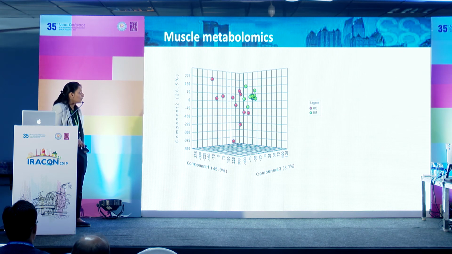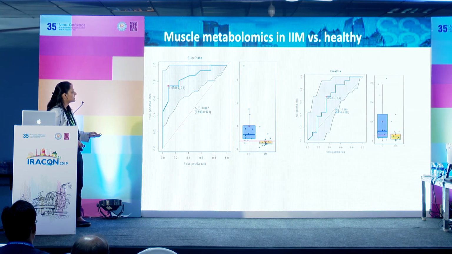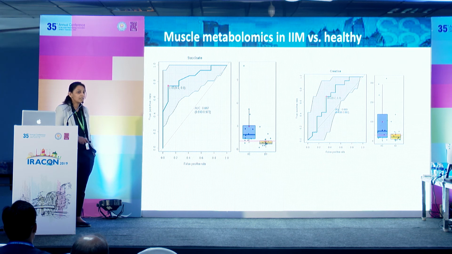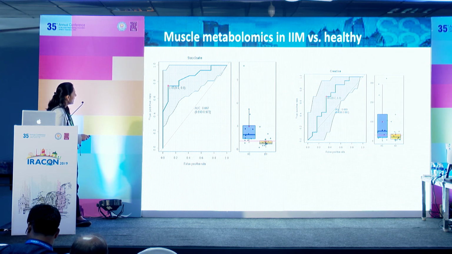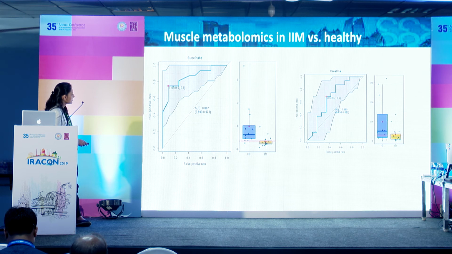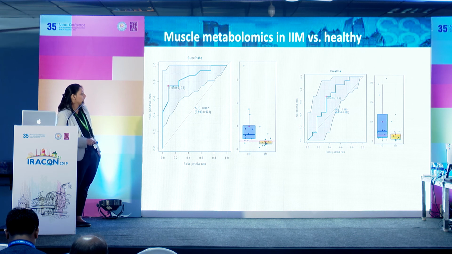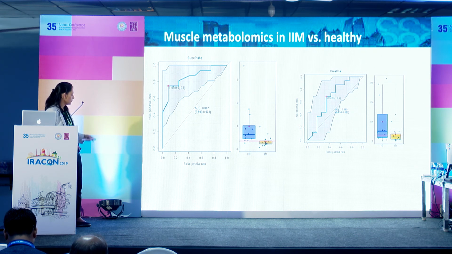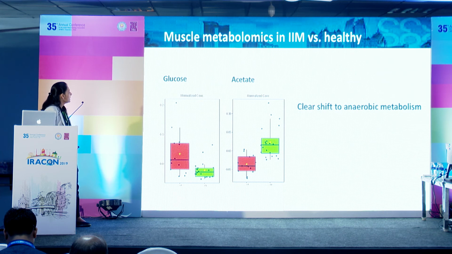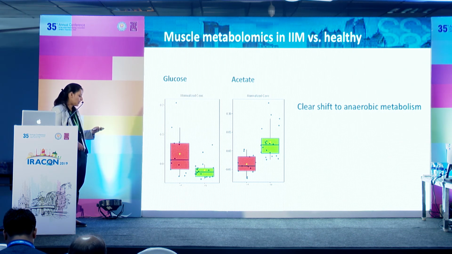And so we tried to look at the muscle metabolome, as that might be more promising and more reflective of the actual ongoing process. So healthy control versus myositis were distinctive, and we found that certain metabolites were different, like succinate. Succinate was decreased in myositis patients as compared with healthy controls. The creatinine was also different, but the predictive value was lower. And looking at this further, we found that glucose levels were lower in myositis, and there was an increase in acetate levels, suggesting there's a clear shift to anaerobic metabolism.